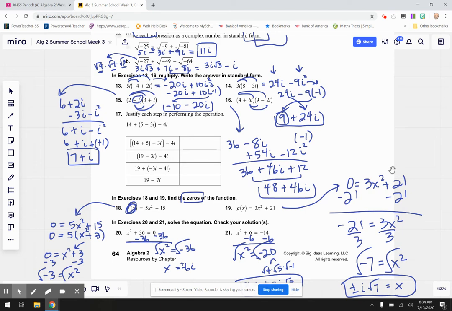15 is over on the left side there. 2 times 3 is 6. Now this is what we call FOIL. I'm going to write that up here above. Now FOIL means your first terms. So I did the 2 times the 3 because they're both the firsts. O is for outside terms. So 2 and i are both outside.